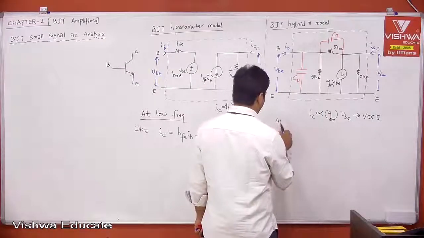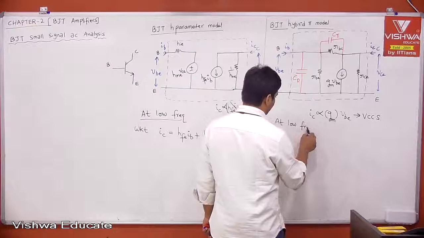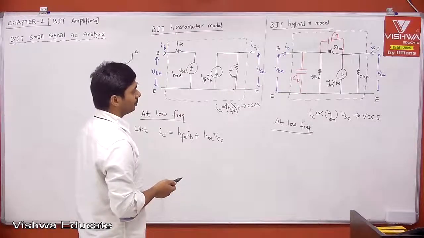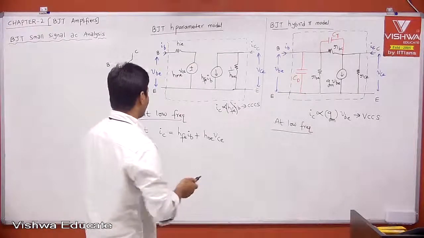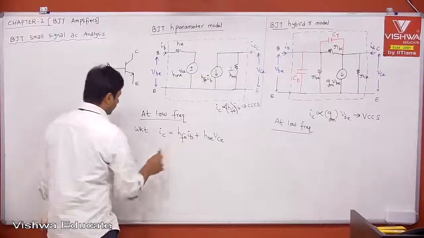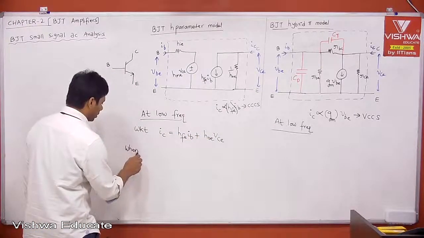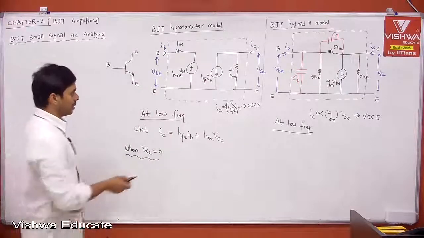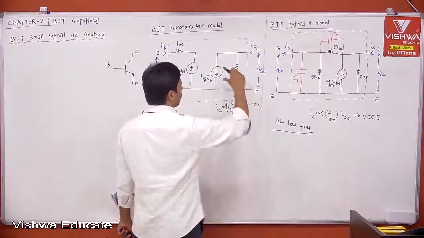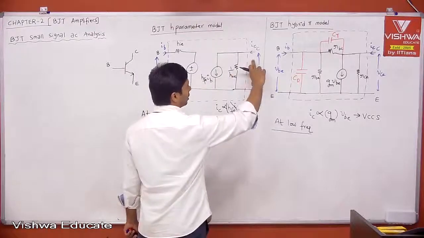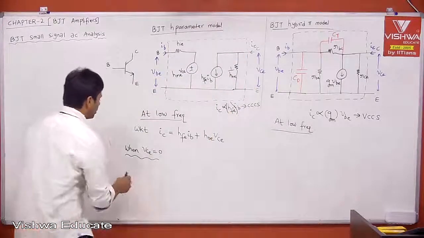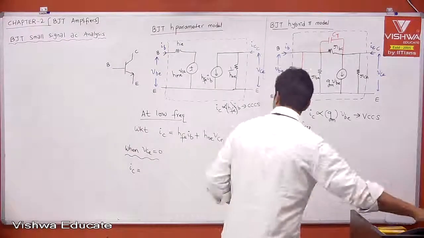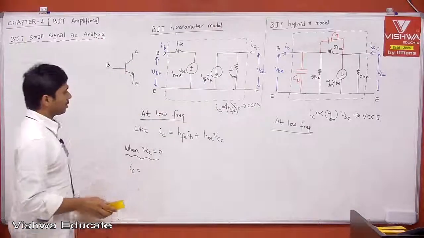Therefore, again at low frequencies, what is your IC? Now, when VCE is equal to 0, what does it mean? Short this, then 1 by HOE is coming in parallel to it. Then what is your IC? Therefore, what is your IC? IC is equal to, to make it effective, because I don't have space here.